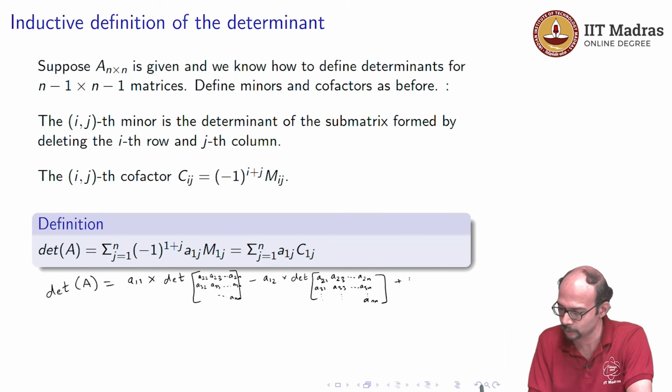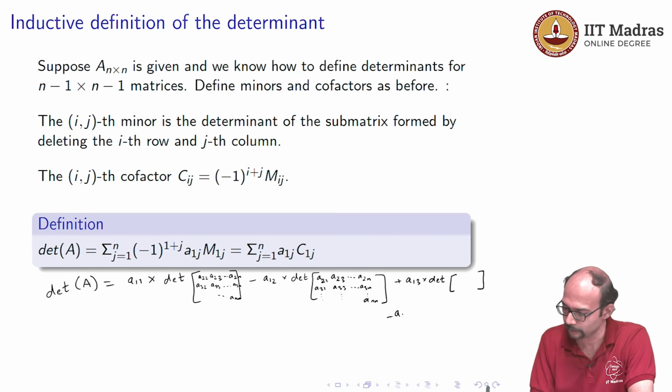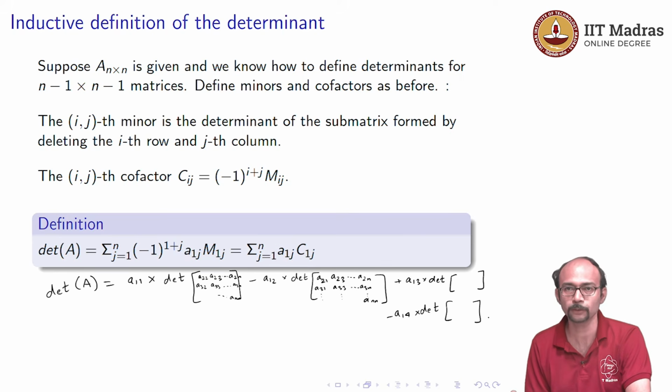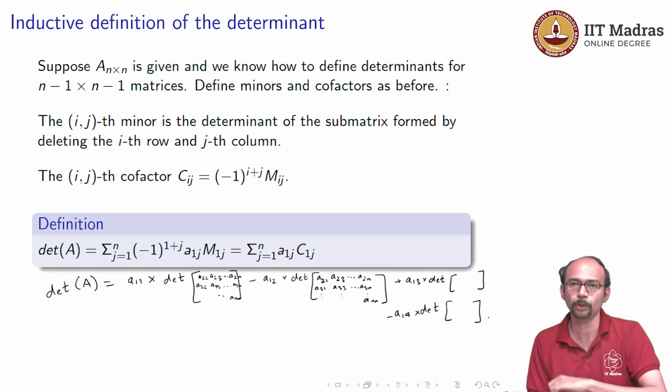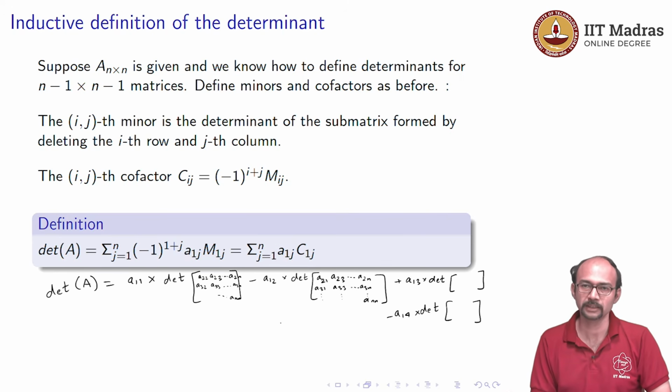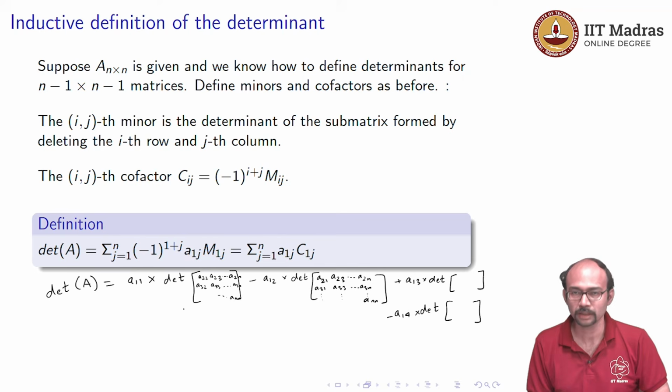You have a12, then you have a13 times determinant. See if you can write down this term, and then minus a14 times some determinant, and note what is happening. These determinants are of smaller size. Okay. So now if I want to do this for a 5 by 5 matrix, I will need to compute the determinant of a 4 by 4 matrix, but I know how to do that. Okay, which means I now know how to compute the determinant of a 5 by 5 matrix.